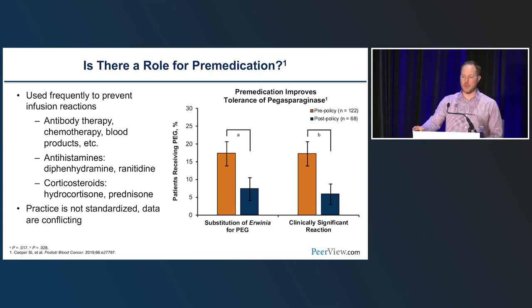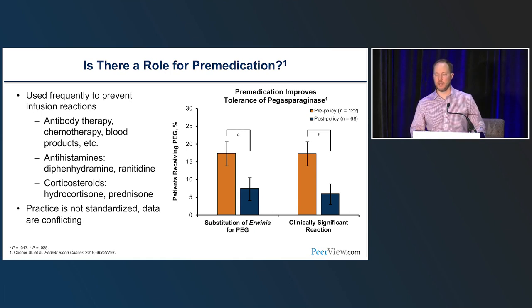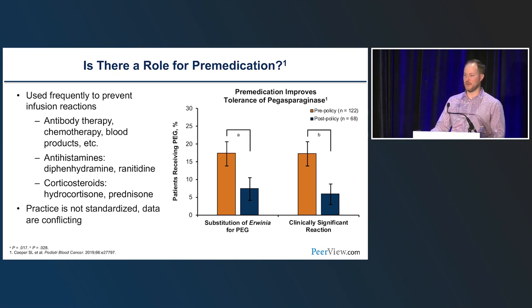This work by Stacy Cooper and Pat Brown at Hopkins really established that pre-medication may be helpful for patients. You see in the orange how many patients had to have Erwinia substituted for reactions, and how many had significant reactions before they instituted pre-medication. In the blue, after they started pre-medicating, you have this decrease. Of note, this is a single institution study, and when we're evaluating evidence, it's important to point out some of the weaknesses. There are plenty of reports out there that say pre-medication does not help, but it is a tool in the toolbox and something that is mentioned in every asparaginase FDA label, as we know, and we'll talk a little bit about that going forward.